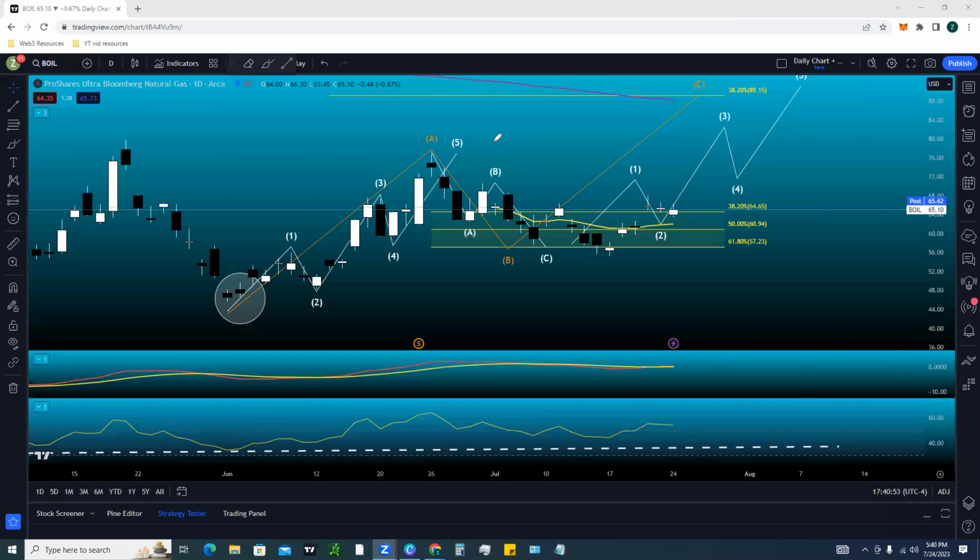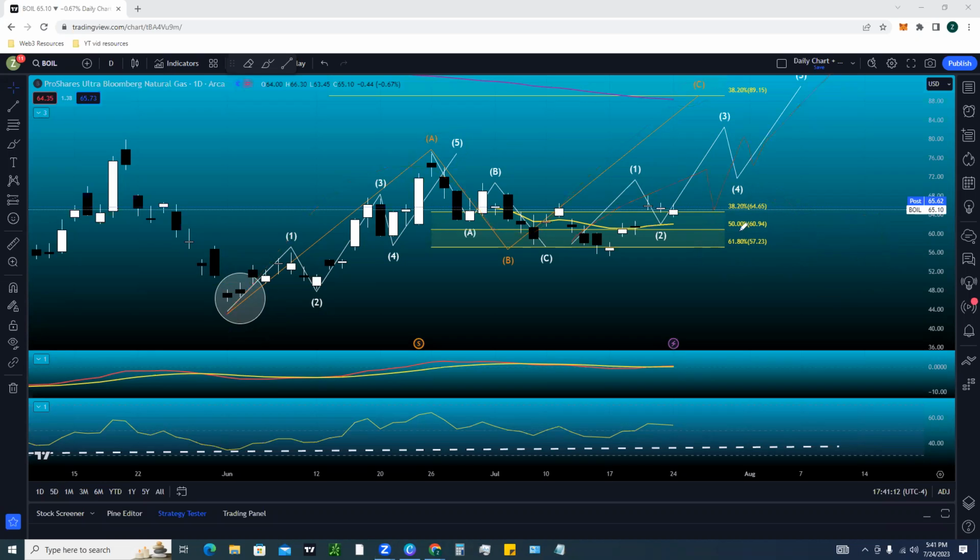And really what I mean by that is holding these 3 levels of support: 57.23, 60.94, and 64.65. These right here are your 3 most common and well-respected Fibonaccis. So we have the swing low connected up to our swing high. And if we want to get this C wave up, that'll be a 1, 2, 3, 4, 5 up.